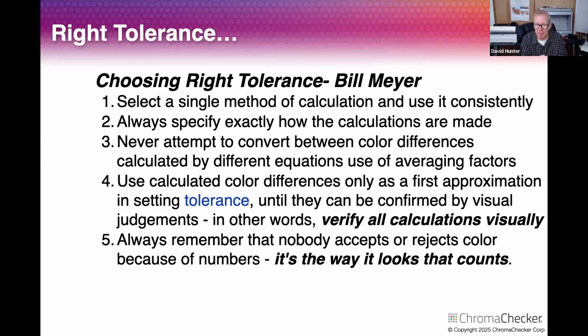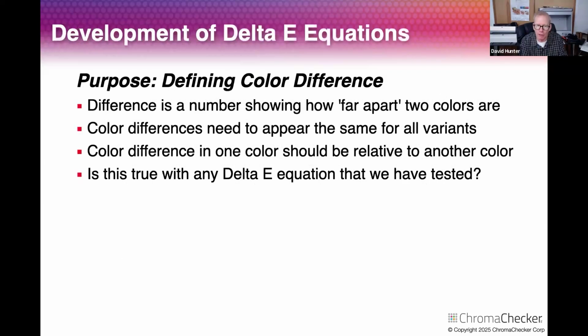And then lastly, number 5, which I'm going to refer to multiple times for the rest of the presentation: always remember that nobody accepts or rejects color based on numbers. It's the way it looks that counts. And that's, again, where the variator really comes in, showing you the way it looks.